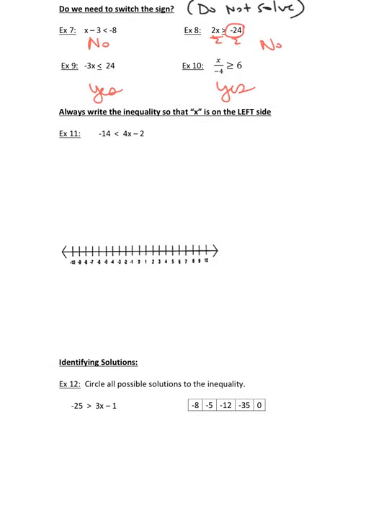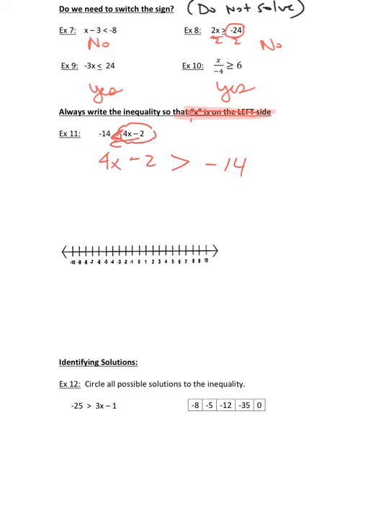Example 11 is showing you something really important that I mentioned before, which is you always want your x on the left side. So when you see an inequality written this way, take this and move it over to the left. 4x minus 2. And now as I read backwards, I'm actually looking at is greater than -14. Because I'm reading this backwards and I'm at the open mouth, like you guys learned the alligator.